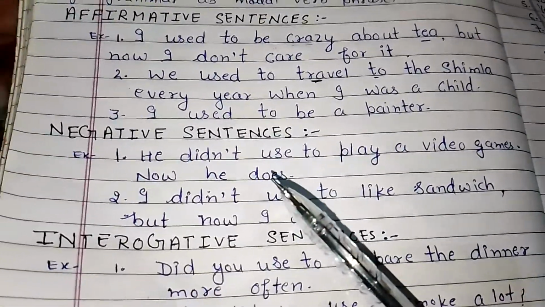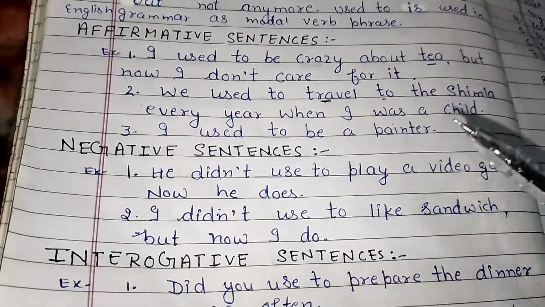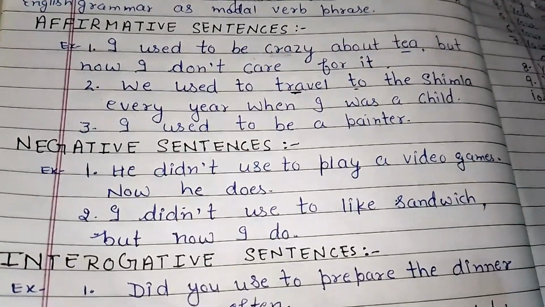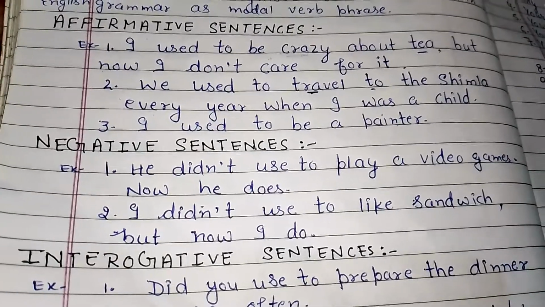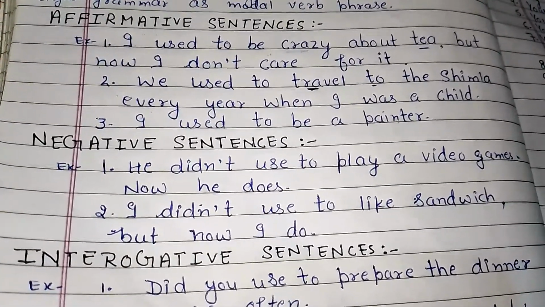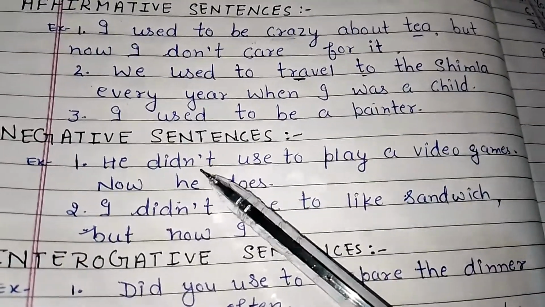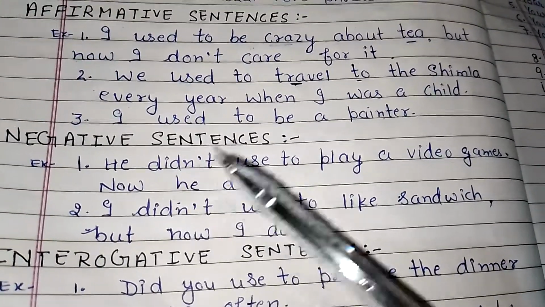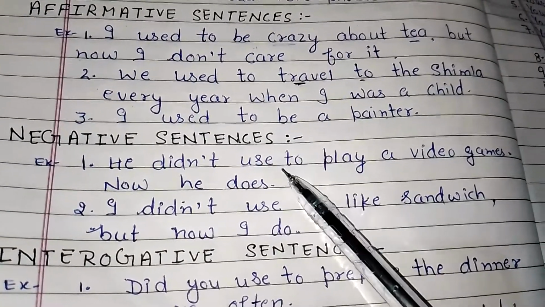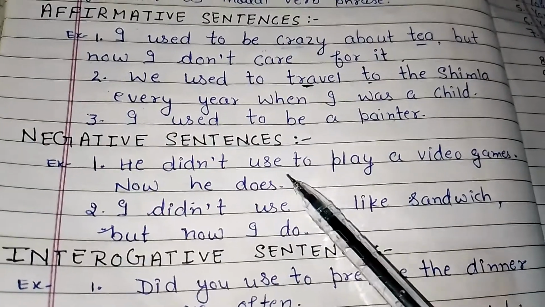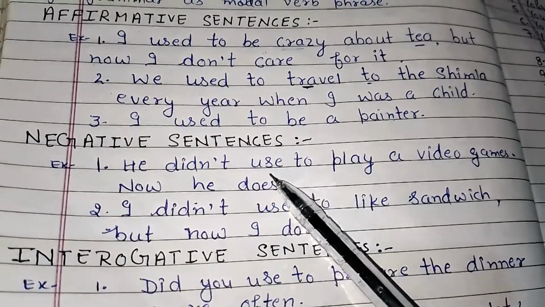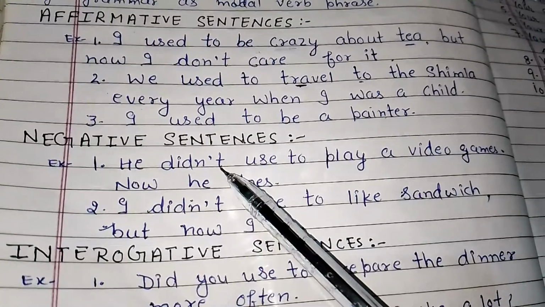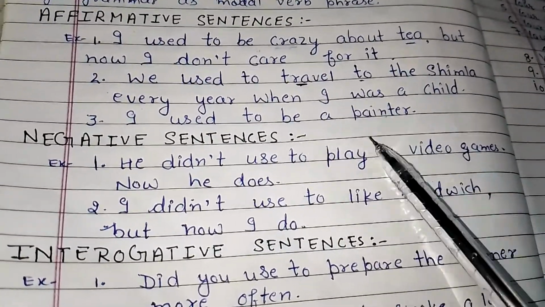Okay. Next are negative sentences. Let's pay attention to this case, you will see a difference in this kind of sentence. In negatives, in the past indefinite case, we use "didn't". For example: he didn't use to play video games, now he does. You will see the difference: we are not going to use "used to" here. If you use "used to" with "didn't", it will be wrong. It's a grammatical mistake. In negative sentences, you have to use only "use to", not "used to".